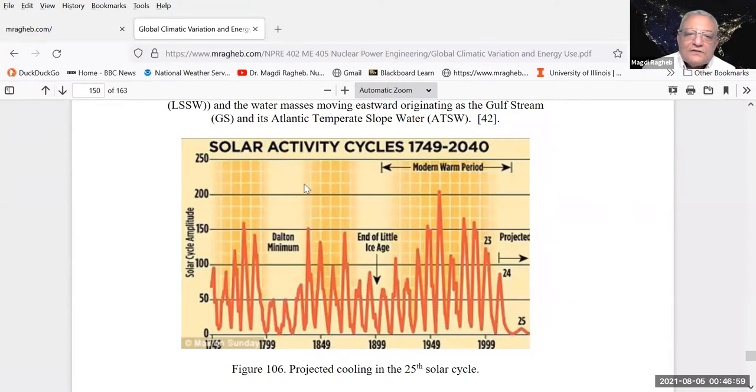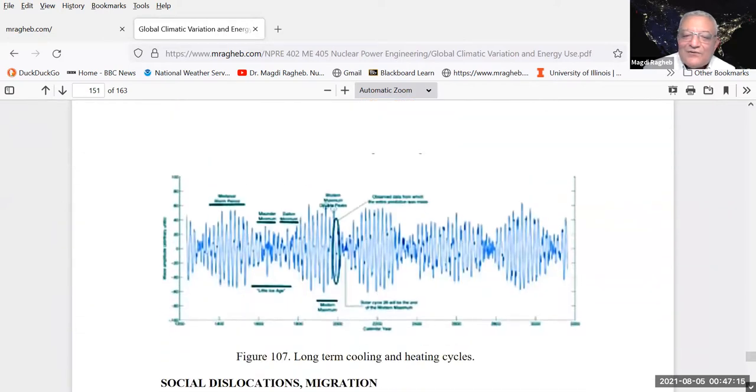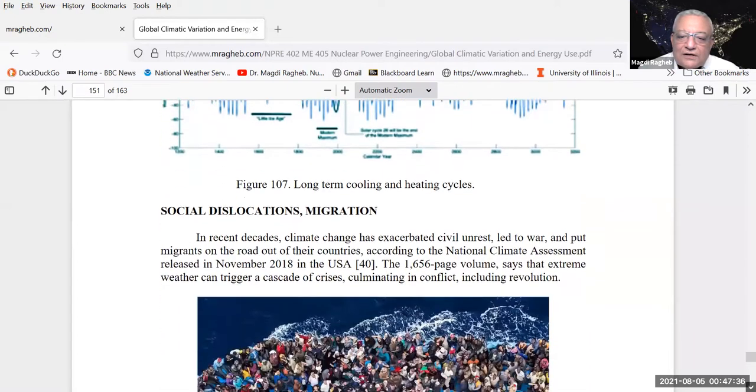Some people suggest that it's really the solar activity cycle, and they try to predict it to 2040. And up to 2040, they suggest that we are going to get into a cool period. And they say, oh, well, we must have some more global warming. There are also some people who came up with suggestions about long-term cycles of cooling and heating. And here they suggest that we are getting into a heating cycle without intervention from the anthropogenic or human production of carbon in general.